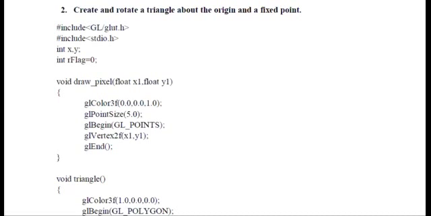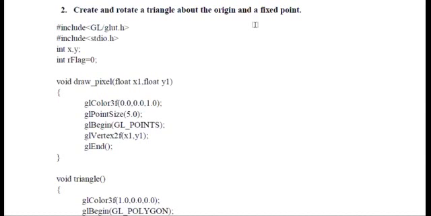So this is the program that we were speaking about. That is, you have to rotate a triangle about the origin and a fixed point. So there are two aspects here. You need to rotate about the origin. When you rotate about the origin, there is only one step, that you are going to rotate the object with respect to the origin. That is where the x and y coordinates will be 0, 0.